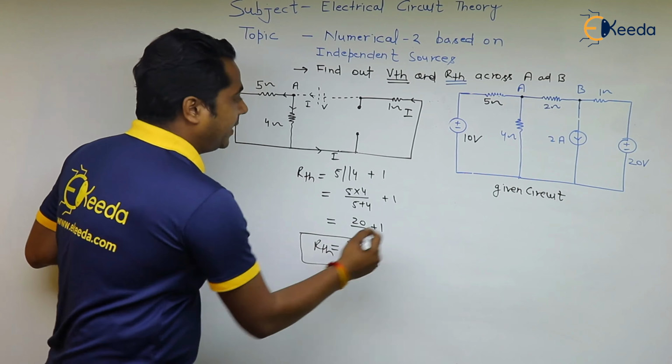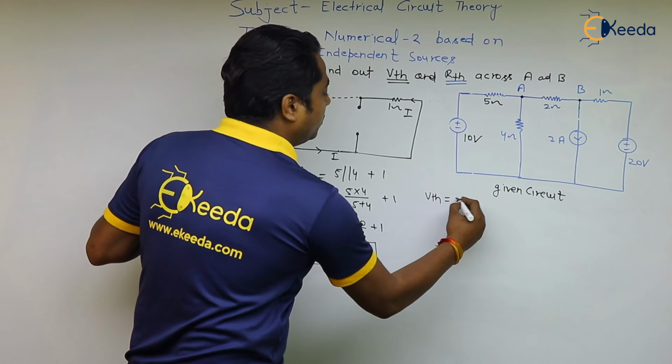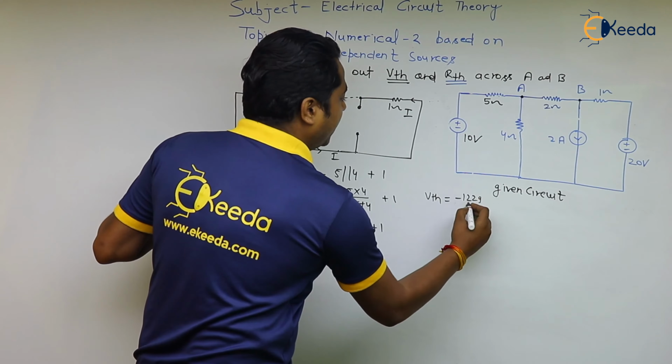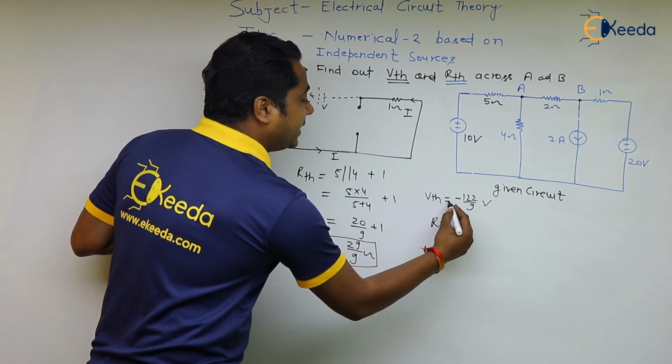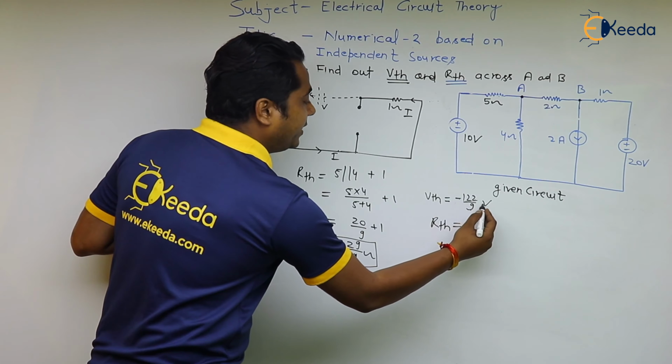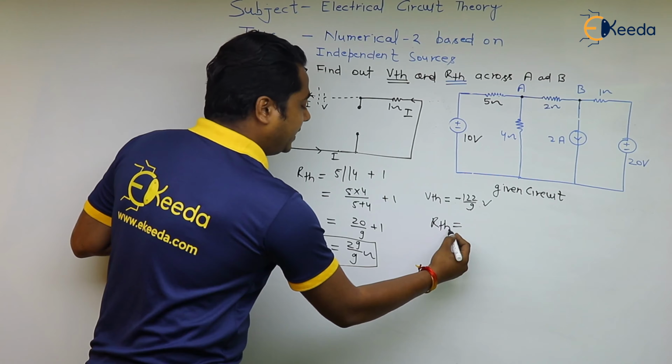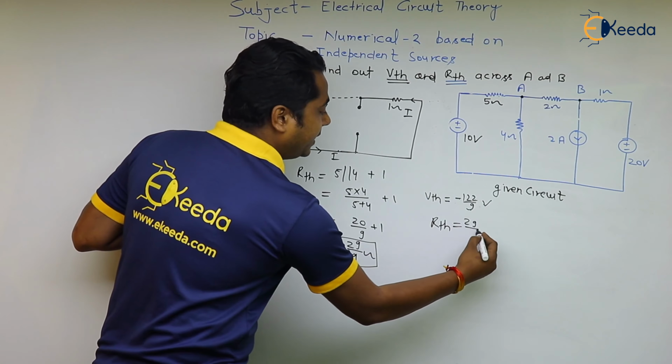So the value of VTH is equal to minus 122 by 9 volt and the value of RTH is equal to 29 by 9 ohm.